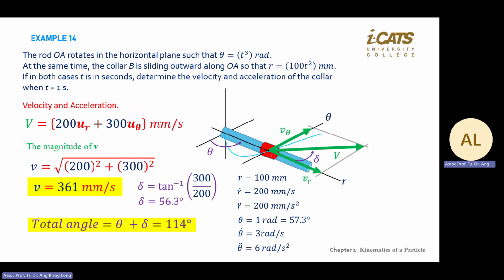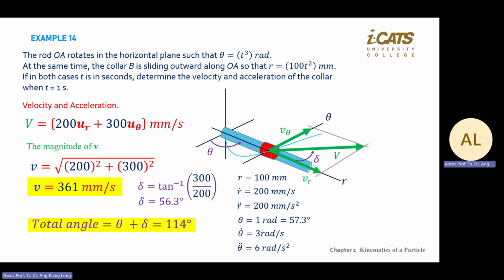How to get 114? Because at 1 second, what is your theta? 1 radian. Theta equal to t cubed. In 1 second, you get 1 radian. 1 radian equal to 57.3 degree. How to get the conversion? 360 degree equal to 2 pi radian. You convert 1 radian into degrees, 360 divided by 2 pi, you get 57.3 degree. So here plus here, the total is 114. This is how you solve.